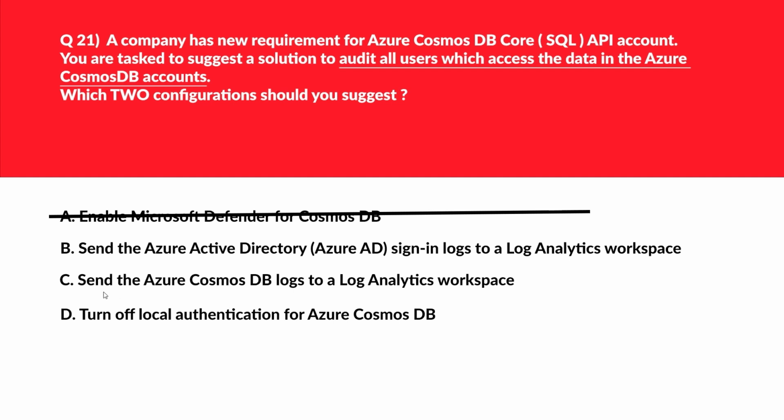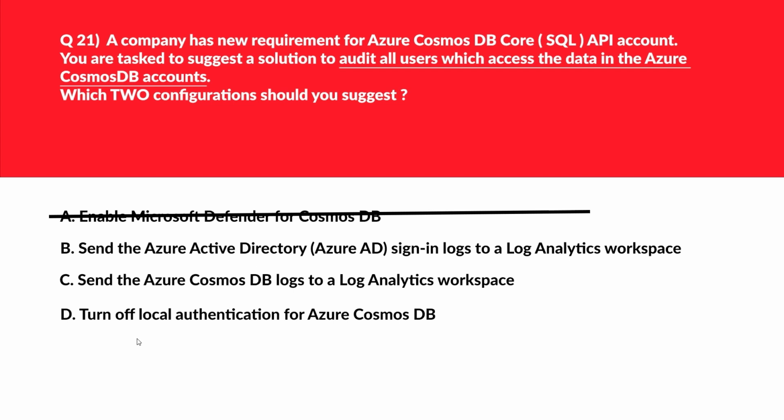Let's look at option C. C says send the Azure Cosmos DB logs to a log analytics workspace. This will enable logging of all activities within the Cosmos DB account, including queries, modifications, and deletions. This will provide insight into what data is being accessed and how it is being used. We'll park this option aside as well.